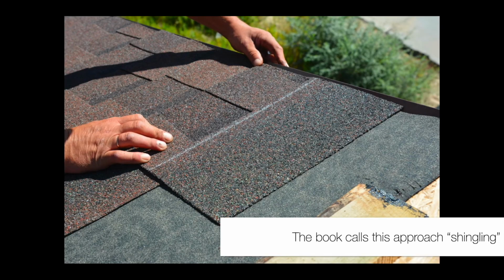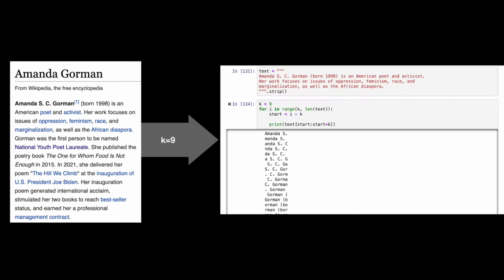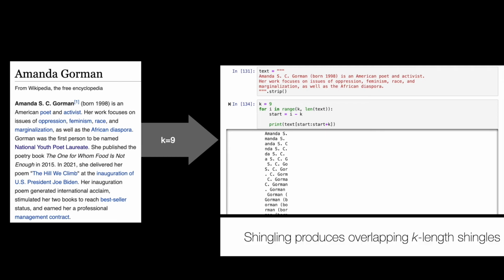So the book calls this approach shingling, not this kind of shingling, but the idea or the intuition is this kind of shingling. We can extract these overlapping shingles, or runs of letters, from our documents. So if we have the Wikipedia article for Amanda Gorman, and we set k size to be 9, then it's actually relatively straightforward to take this text and create these shingles. You could think of these as all sorts of words in our document. And we see that this produces a bunch of these k-length shingles that overlap. And we can use these shingles as features in our similarity metrics.